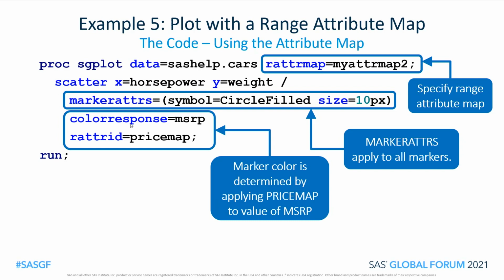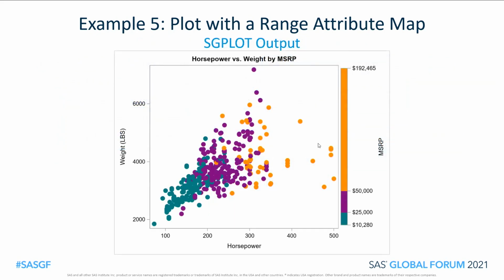Colorresponse equals MSRP tells PROC SGPLOT to use that variable, MSRP, that's the manufacturer's suggested retail price, to determine the color in conjunction with this attribute map, with the ID value price map. And on the previous slide, you may have noticed price map was what I called my attribute map. That was the name of the ID variable in the data set. And when I apply this attribute mapping, I get this beautiful graph, and you'll notice I have a nice scale off to the right that shows the different ranges of values and what they represent.